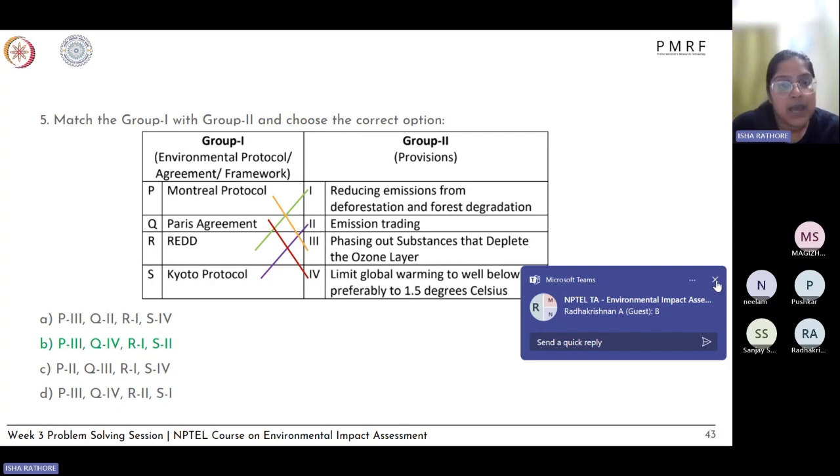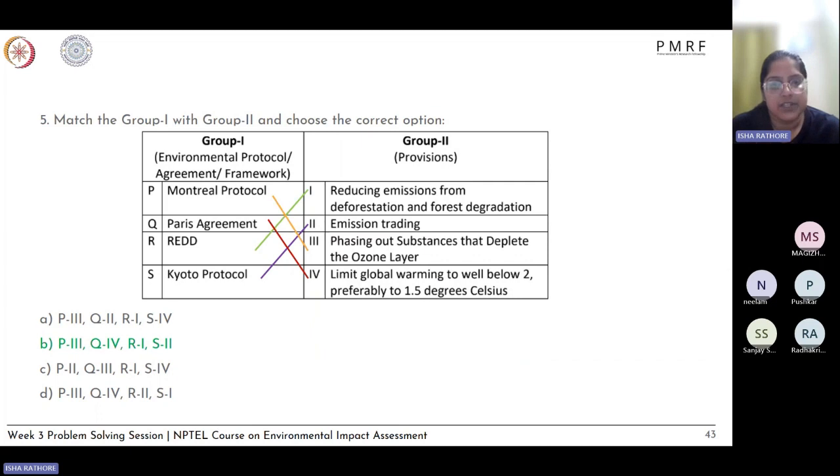Then we had the Paris Agreement, which has this limit of global warming to be below 2, and preferably 1.5 degrees Celsius, where we want to limit global warming such that it does not increase the Earth's temperature by more than 2 degrees, and preferably less than 1.5 degrees. So that was the Paris Agreement. So Q matches with 4. Then REDD looked at reducing emissions from deforestation and forest degradation. So R matches with 1.